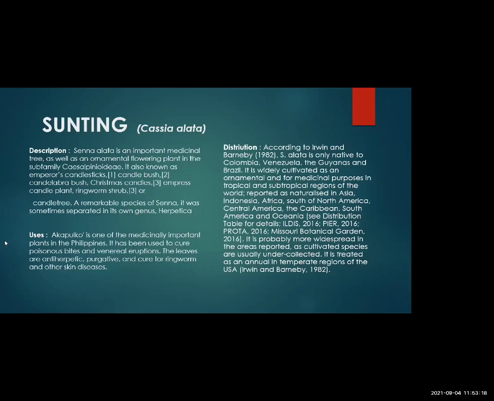Reported as naturalized in Asia, Indonesia, Africa, South of North America, Central America, the Caribbean, South America, and Oceania.